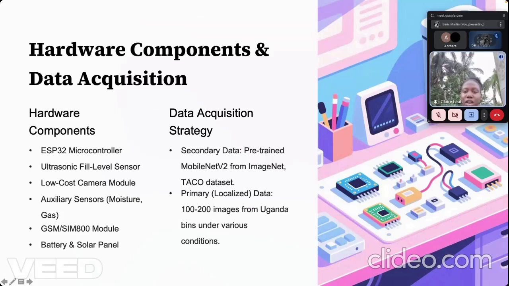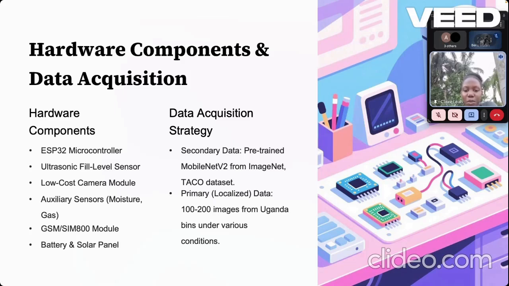And here we have the hardware components and the data acquisition. Let me start with the hardware components, the ESP32 controller. This one is the brain of the system. The reason it is selected is because of its low cost, and a lightweight system can easily run on it. It also collects data from sensors, runs machine learning models, and controls communication. And also the ultrasonic fill level sensor is for sensing the level of the bin.